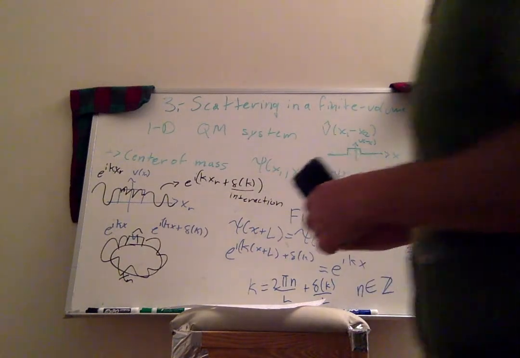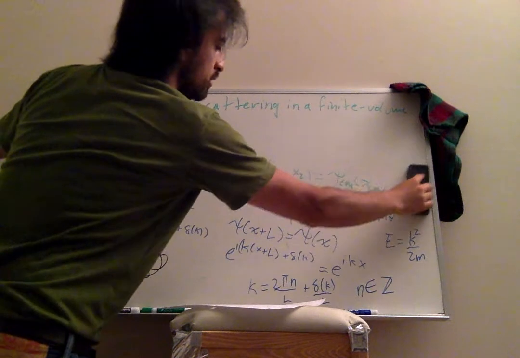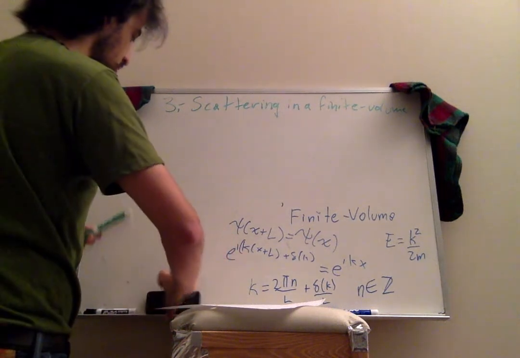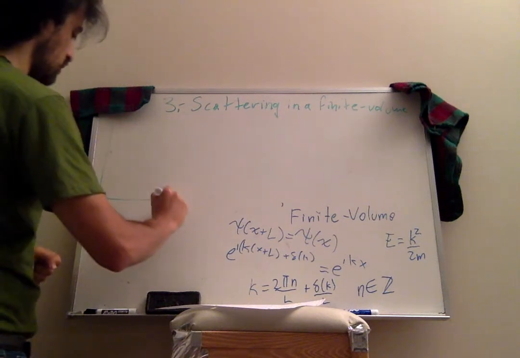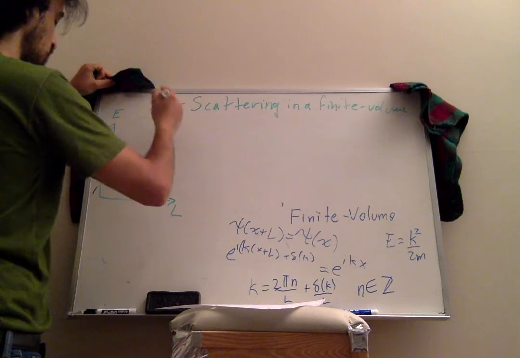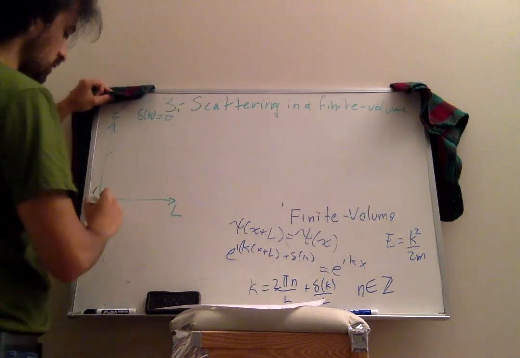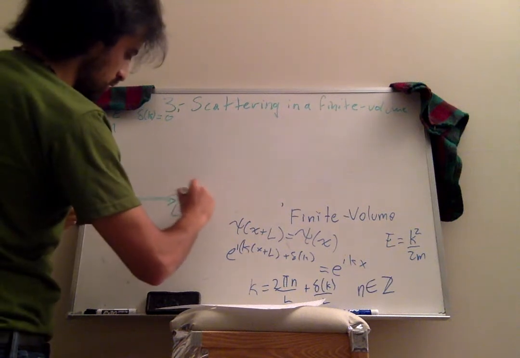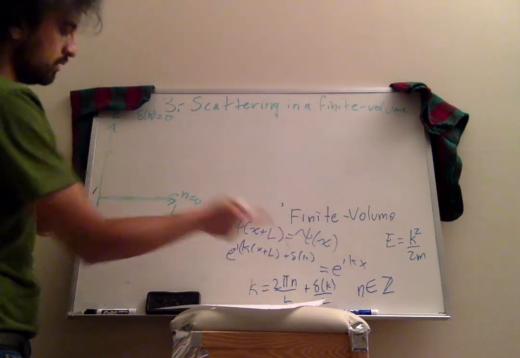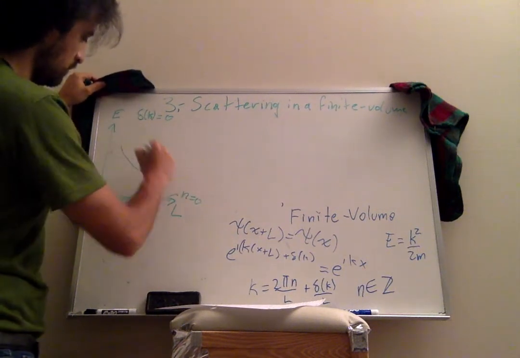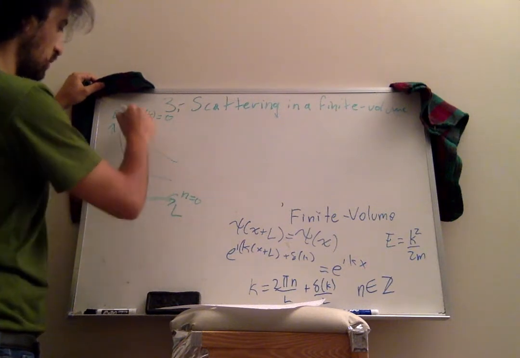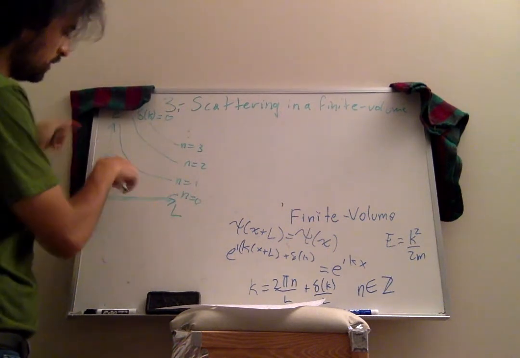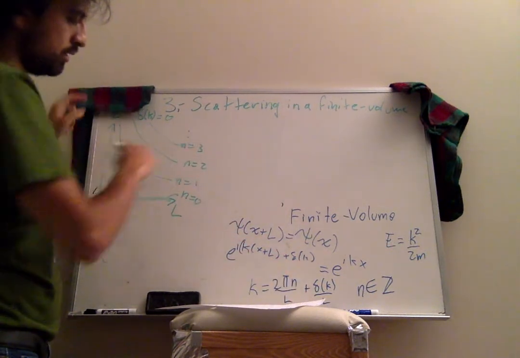So let's say we plotted the energy against the volume. Let's say the phase shift was 0. Then you would have one level here, which is n equals 0. If n is equal to 0, k is equal to 0. But you would have other levels too: n equals 1, n equals 2, n equals 3, and so on. Everything blows up when L goes to 0, but then they decrease as L grows.